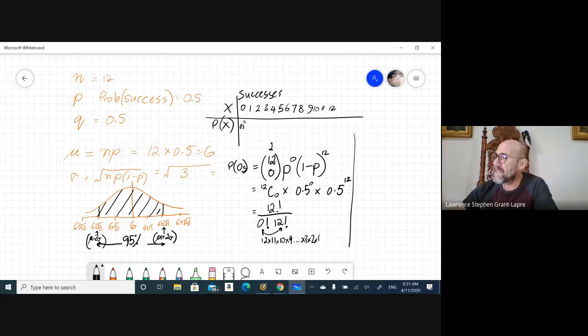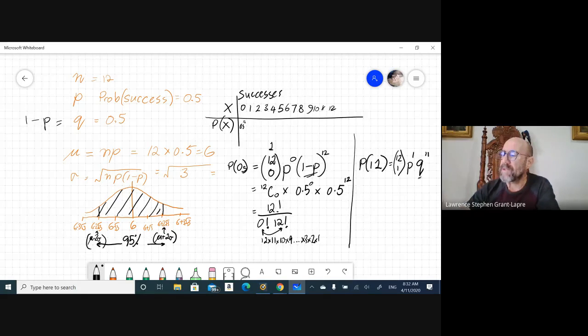The probability of one success is equal to 12C1, P to the power of 1, and Q to the power of 11. Notice here I put a 1 minus P, here I put a Q. That's the same. P and Q, that's 1 minus P is equal to Q.